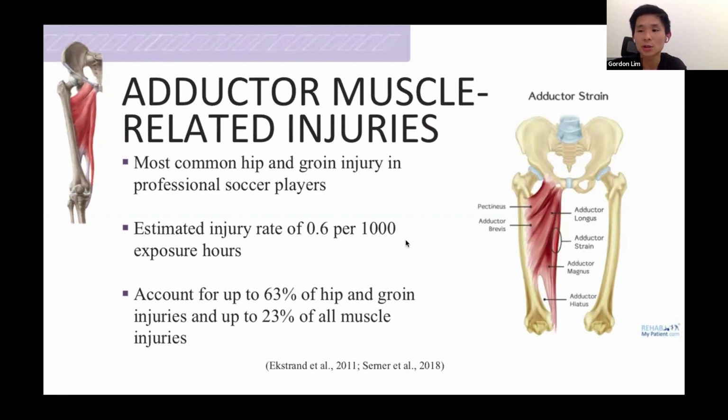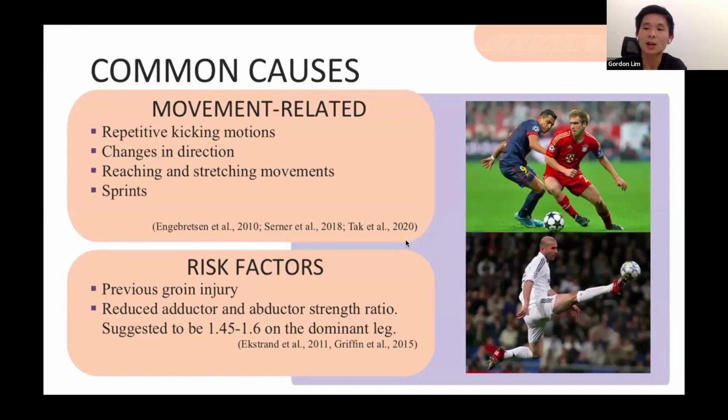So common causes of adductor-related injuries are repetitive kicking motions, changes in direction with the load of the body and the trunk on one leg, reaching and stretching movements, as well as sprinting actions. Other risk factors for adductor-related injuries include a history of groin injuries, as well as a reduced adductor to abductor strength ratio. According to Griffin et al., who looked at uninjured Premier League Academy soccer players, they suggested that the adductor to abductor strength ratio on the dominant leg should be 1.45 to 1.6, while on the non-dominant leg it's a bit lesser, so 1.25 to 1.45.